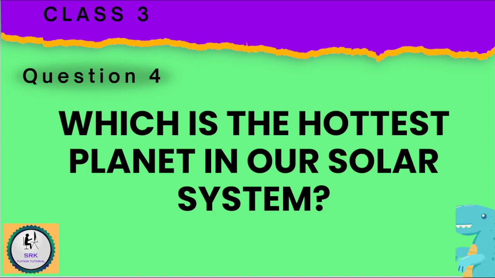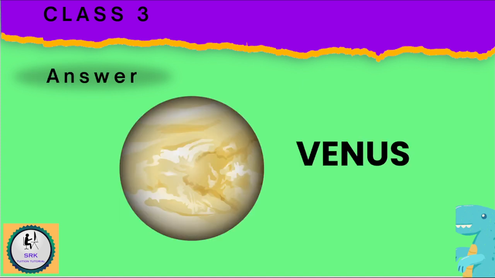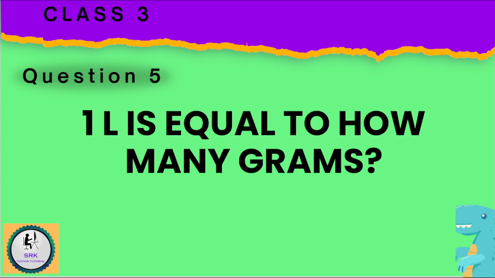Which is the hottest planet in our solar system? The answer is Venus. So my next question is question number 5.